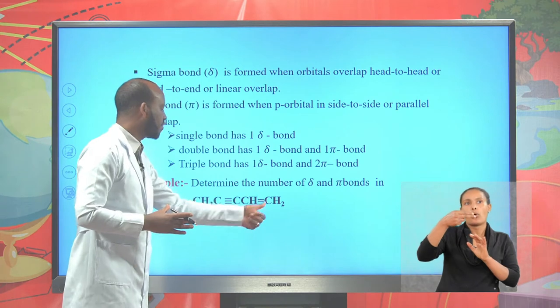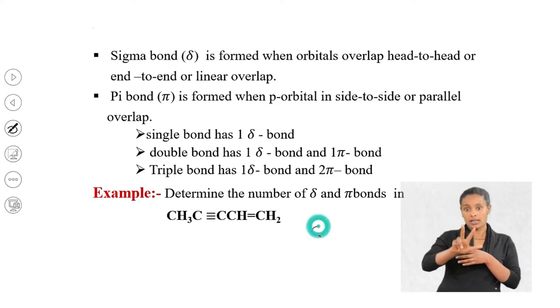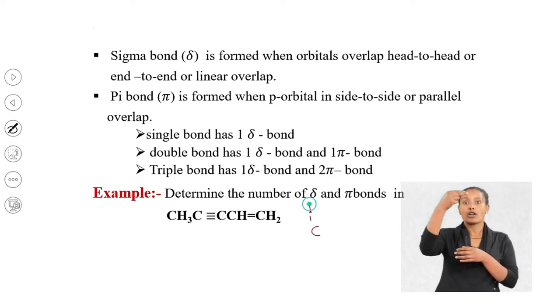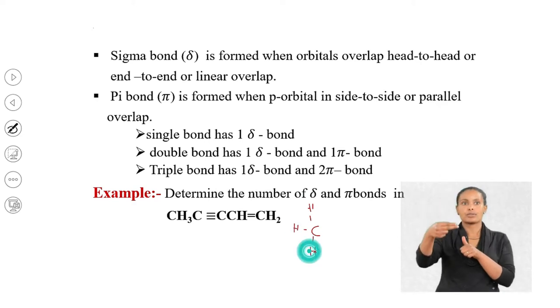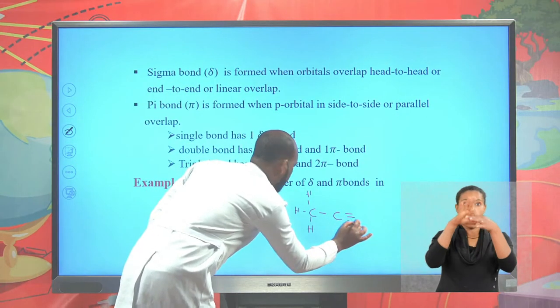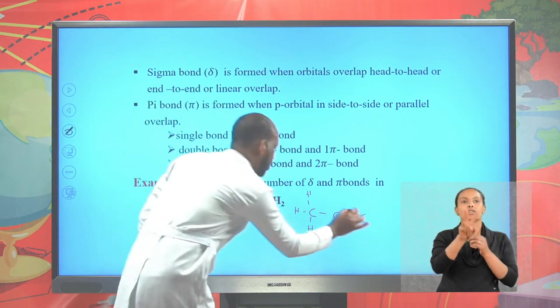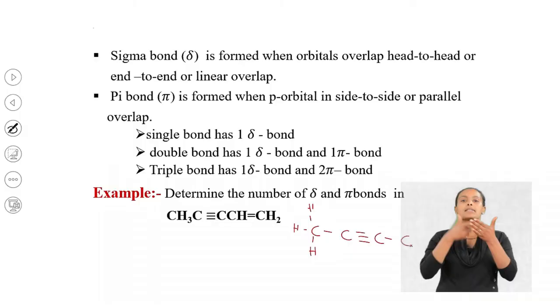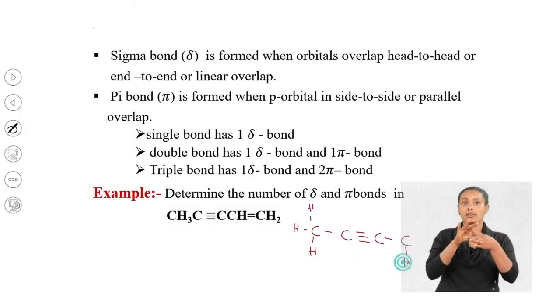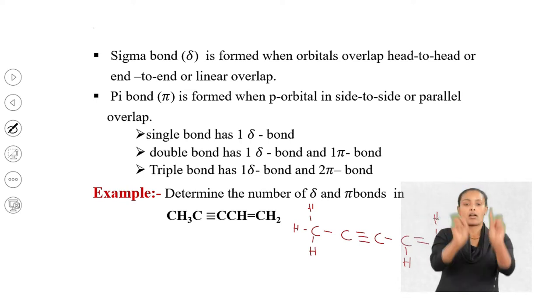First, draw the structure of this molecule. The structure is CH3, a carbon bonded with three hydrogen atoms. Hydrogen, hydrogen, hydrogen. Single bond, carbon, single bond, carbon. Then a triple bond, carbon. Then a single bond between these two carbons, single bond, carbon, then hydrogen bonded. This carbon is bonded with hydrogen atoms. Then a double bond, CH2: carbon, hydrogen, hydrogen. This is the structure of this molecule.